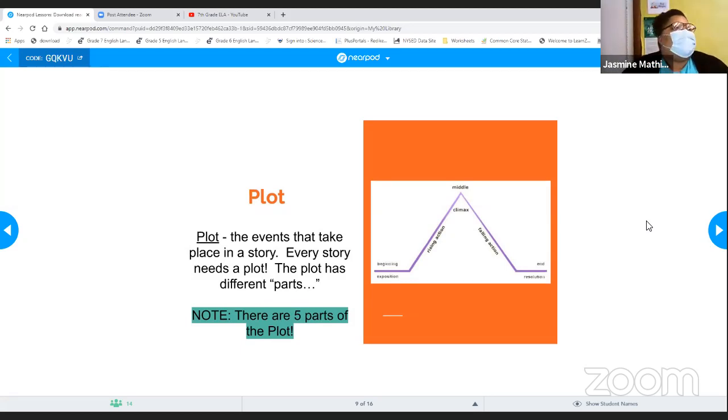So when we talk about the plots, we're talking about the events in the story. And your plot does outline your beginning, middle, and end. But also, we talk about our climax. So the exposition, beginning, the rising action, the climax, the big boom, the falling action, and then the resolution, the end. And again, we will dive into this Wednesday.